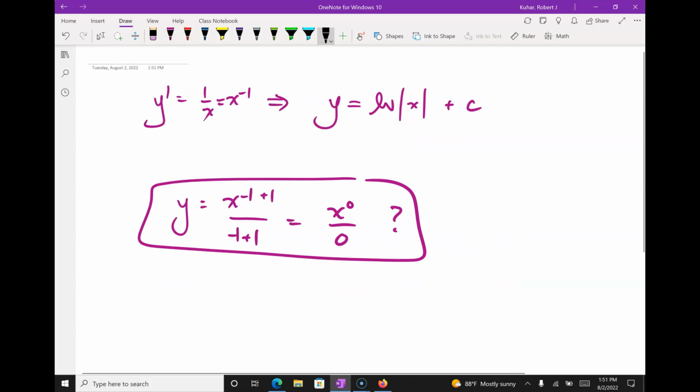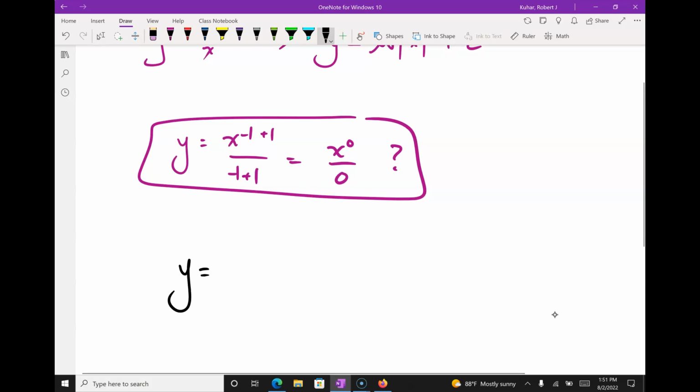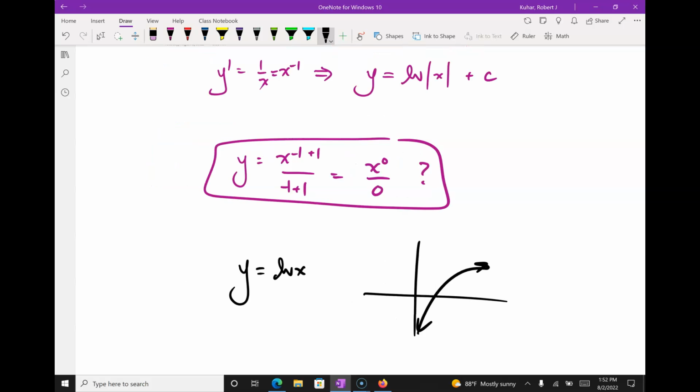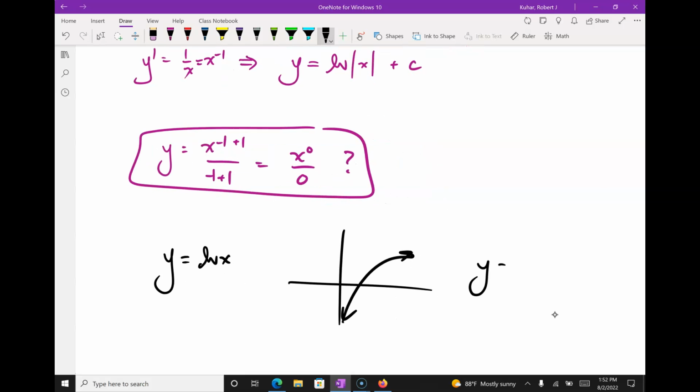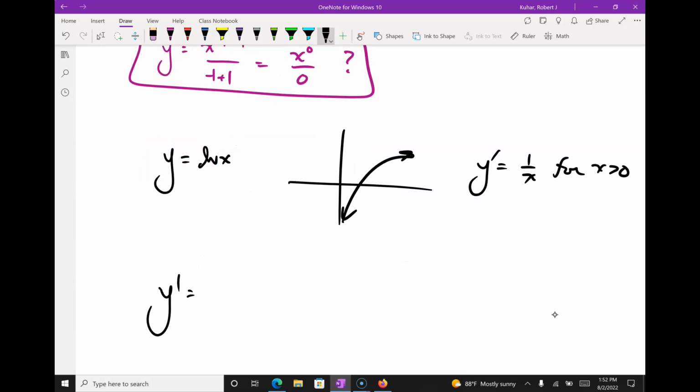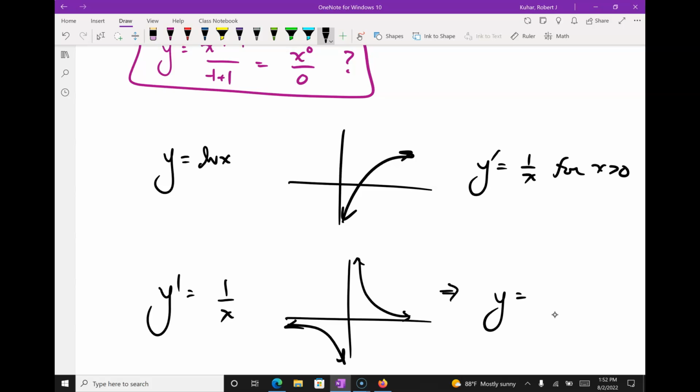Y is the absolute value there. If I start with y equals ln of x, notice I'm not using the negatives, right? So my derivative just comes from 1 over x for x greater than 0. But if I start with 1 over x, I have both the positive values and the negative values. So when I get my antiderivative, I need to be careful about plugging a negative into ln, and the way I can kill it is by making it an absolute value.